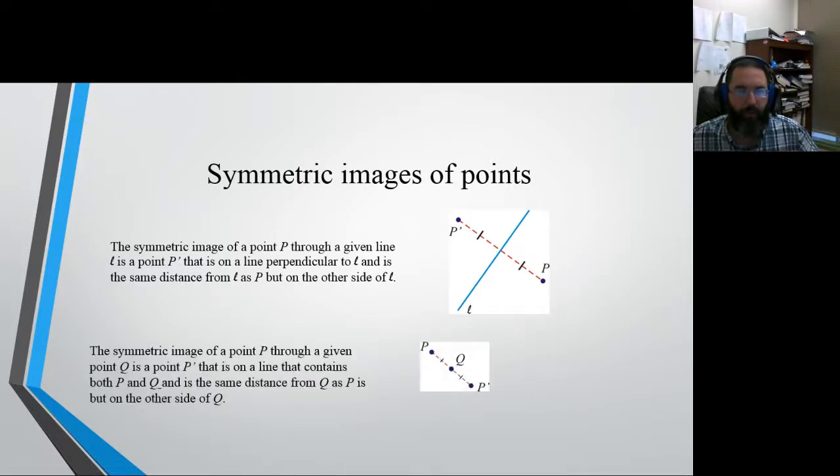We also want to talk about symmetry with respect to a point. The symmetric image of a point P through a given point Q is a point P' that is on a line that contains both P and Q and is the same distance from Q as P is, but on the other side of Q. So here we've got all 3 points, P, Q, and P'. They're all on the same line. And this distance of the line segment from P to Q is the same as this distance from Q to P'. So P and P' are mirror images through Q.